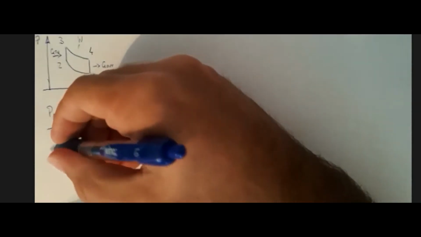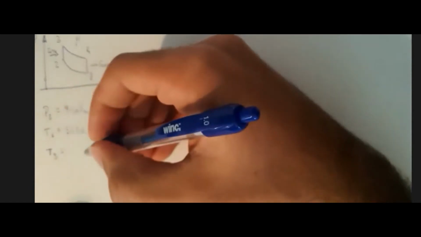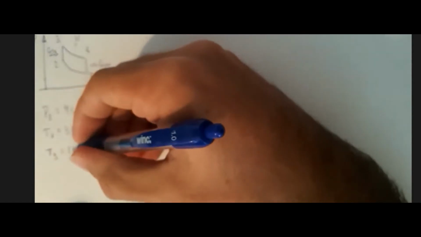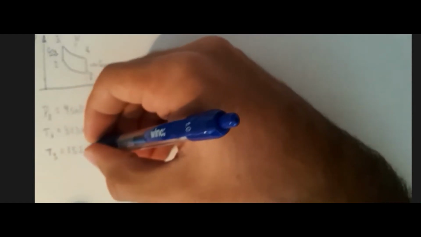The other thing is that the maximum temperature is given as 1300 Celsius. And the maximum temperature, you can look at this, the maximum point of energy in this cycle, is state 3. So T3 is 1573 Kelvin. Okay, what else do we know?